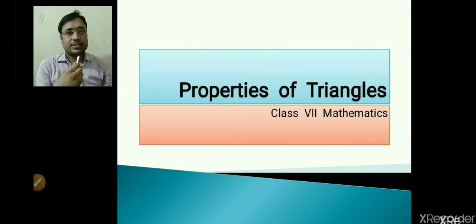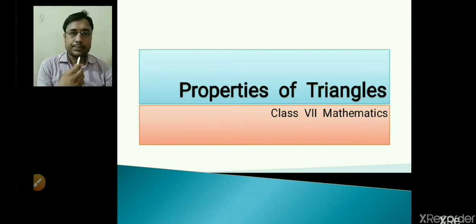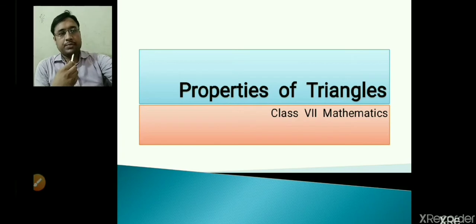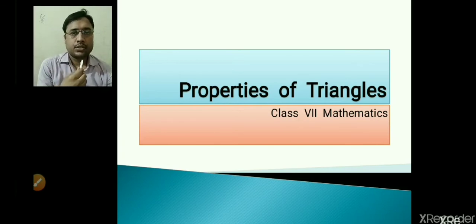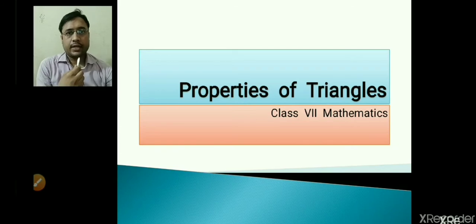And today I will explain the chapter Properties of Triangles for class 7th mathematics. And here it is the second video for this week where I will discuss properties of triangles. Okay? And we will see various types of triangles, their classification based on sides and angles.